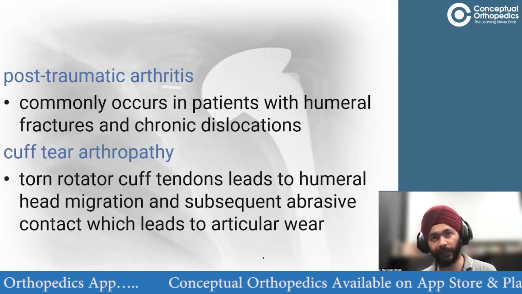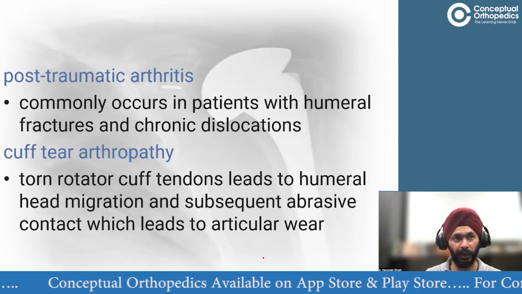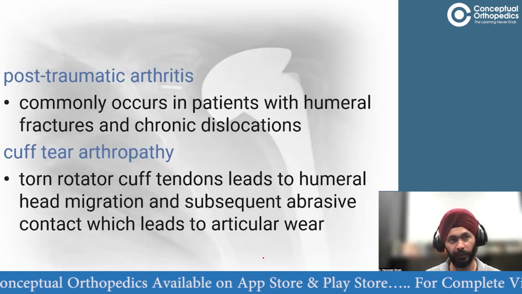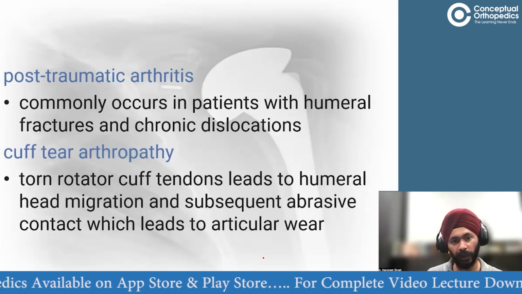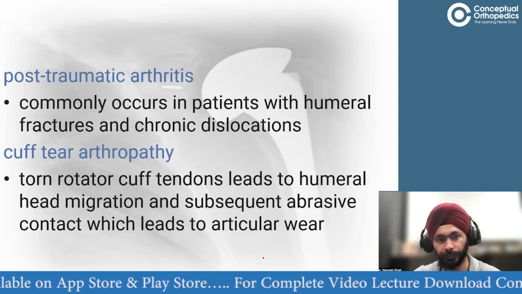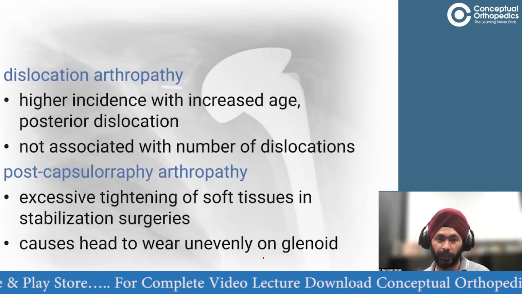But cuff tear arthritis usually is treated very differently than osteoarthritis or glenohumeral arthritis. So we'll not be talking much about cuff tear arthropathy in today's talk. It can be a dislocation or instability arthropathy.